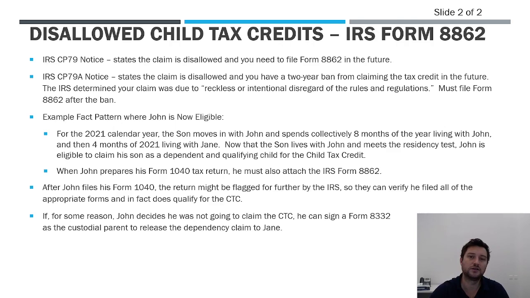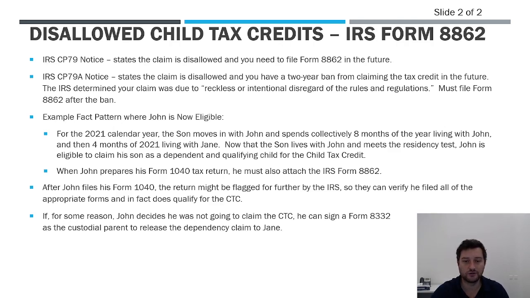This is a notice that not only says that your claim was denied and you have to file 8862 going forward if you want to claim it again, but the reason we disallowed your claim is because you either recklessly or intentionally disregarded the rules and regulations. And so what they will do is they will give you a 2-year ban on being able to claim the credit. So in a subsequent year, let's say you do absolutely qualify to be able to take a child tax credit. You're on a 2-year ban, so you can't claim the credit, right?